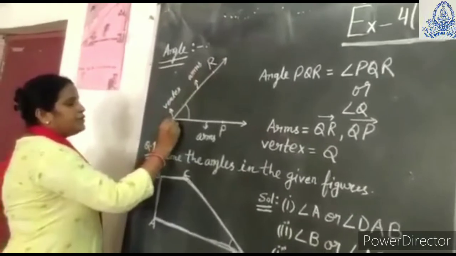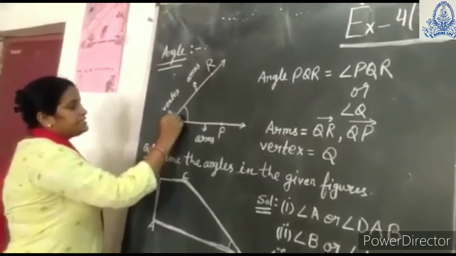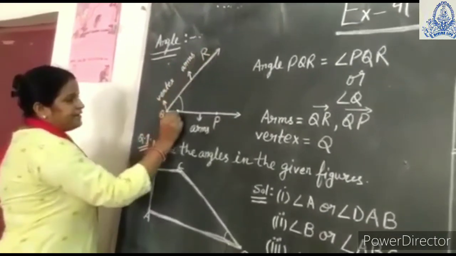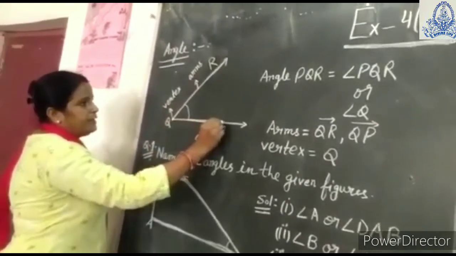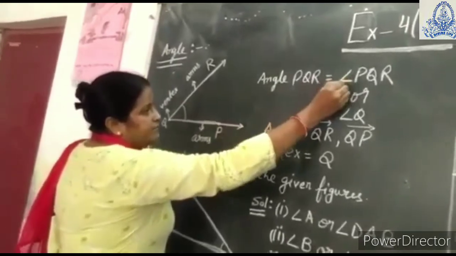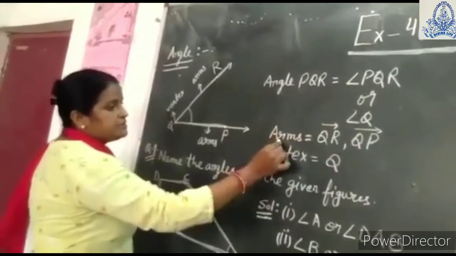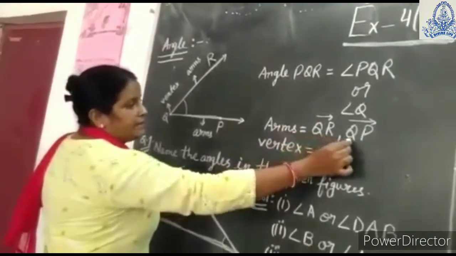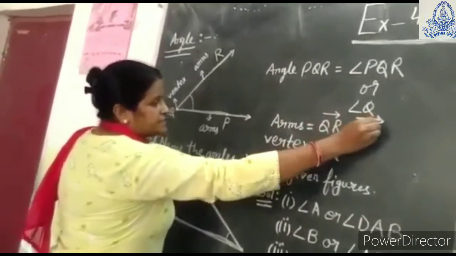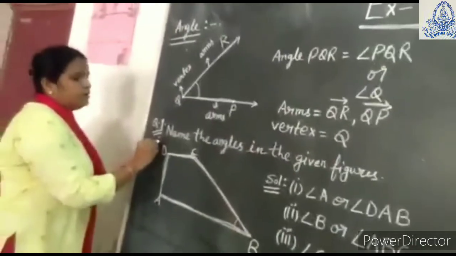Now see this figure. Q is a common initial point where 2 rays are formed. First ray is QR and second ray is QP. Now we can write angle PQR with the angle sign, or angle Q. Arms are QR and QP, which are denoted with the sign of rays. Now vertex is Q.